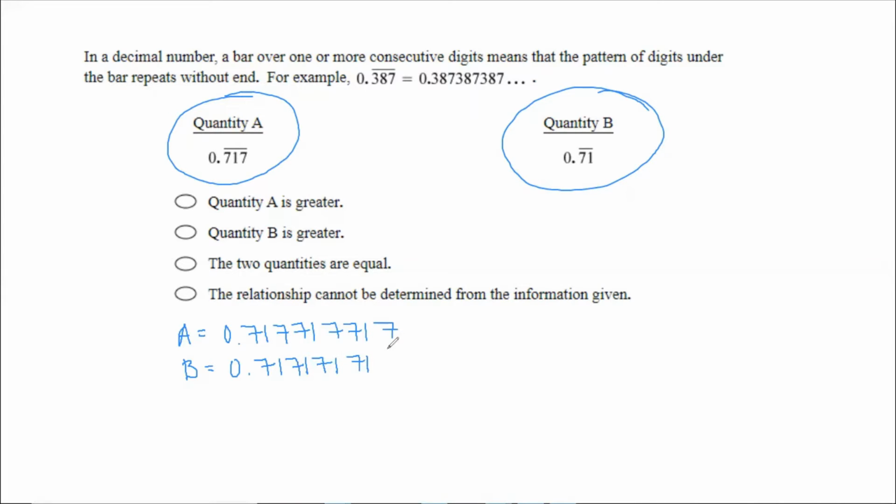Now, this is where things can get tricky, right? If we had gone with our first reaction, made a split-second decision, and just said that they are equal, which is option 3, then we may not have detected that, in fact, there's a repetitive 7 in quantity A. Where these match up with 7 and 7, 1 and 1, 7 and 7, then we veer off to say 7 and 1, 1 and 7, 7 and 1. So what we've concluded from this is that this quantity will be greater, meaning that A is the greater quantity.